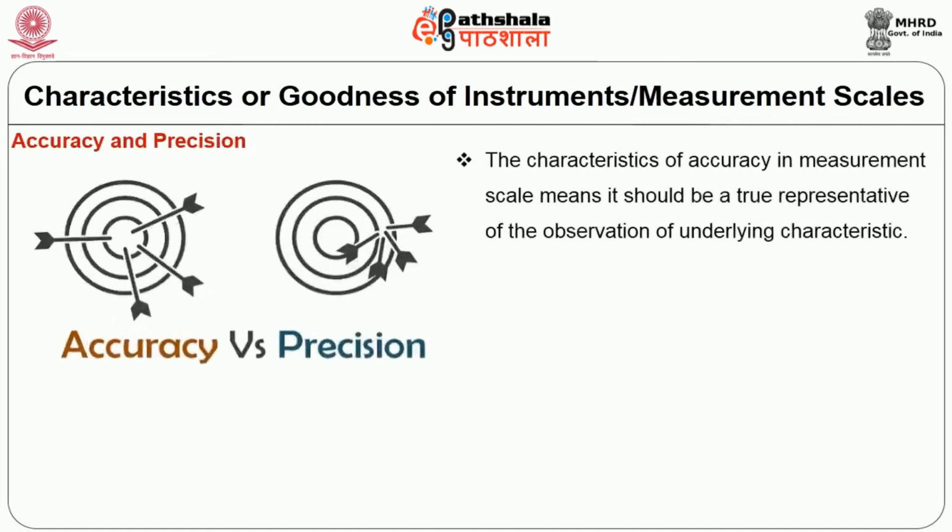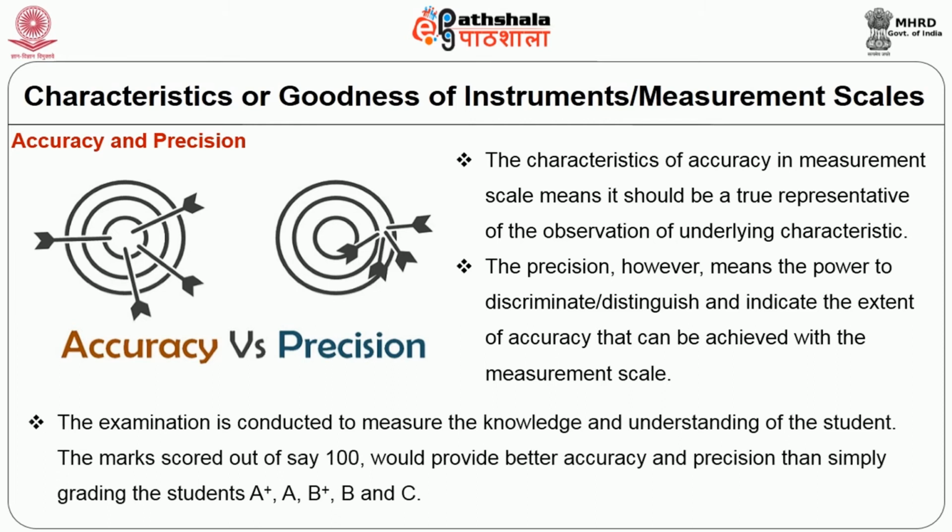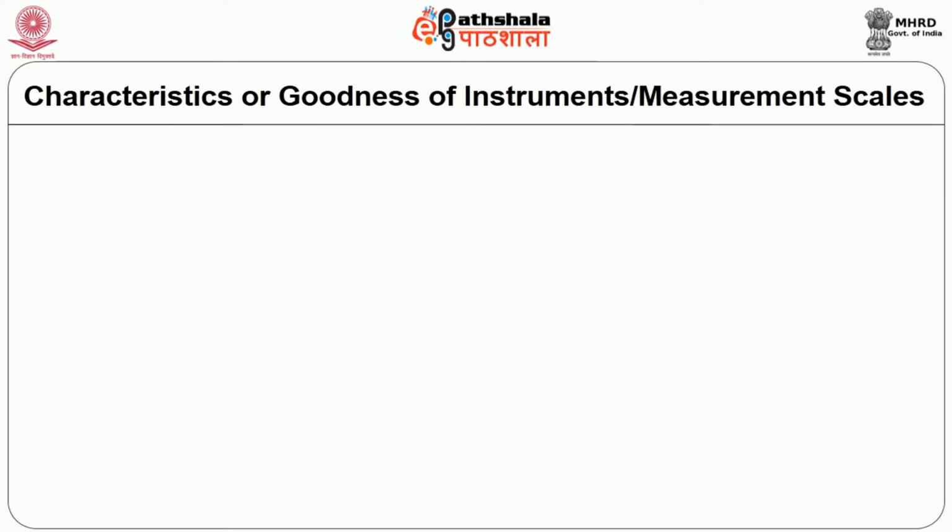Accuracy and precision. The characteristic of accuracy in measurement scale means it should be a true representative of the observation of the underlying characteristic. The precision, however, means the power to discriminate or distinguish and indicate the extent of accuracy that can be achieved with the measurement scale. For example, examination is conducted to measure the knowledge and understanding of the student. The marks scored out of say 100 would provide better accuracy and precision than simply grading the students as A plus, A, B plus, B and C.